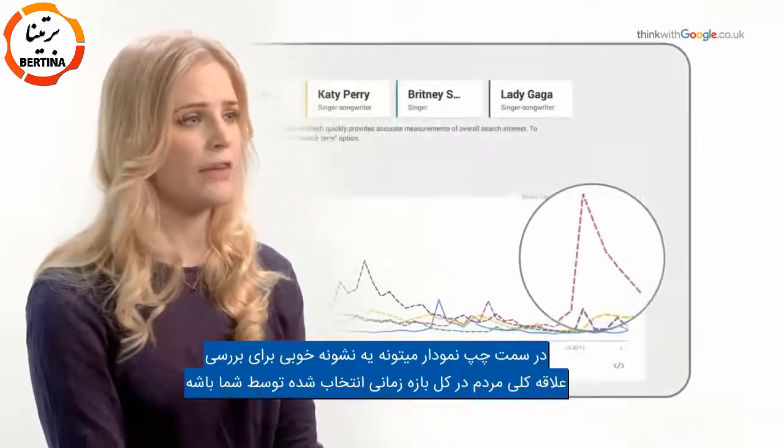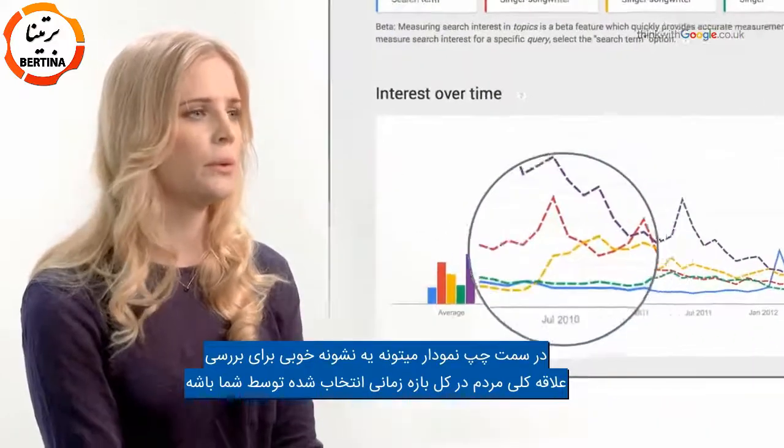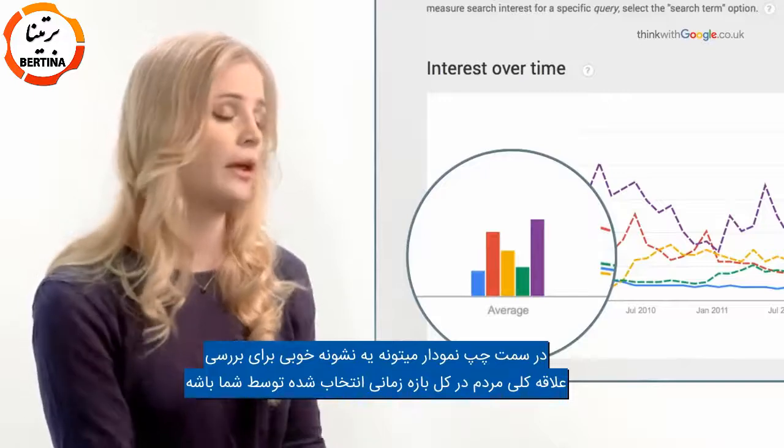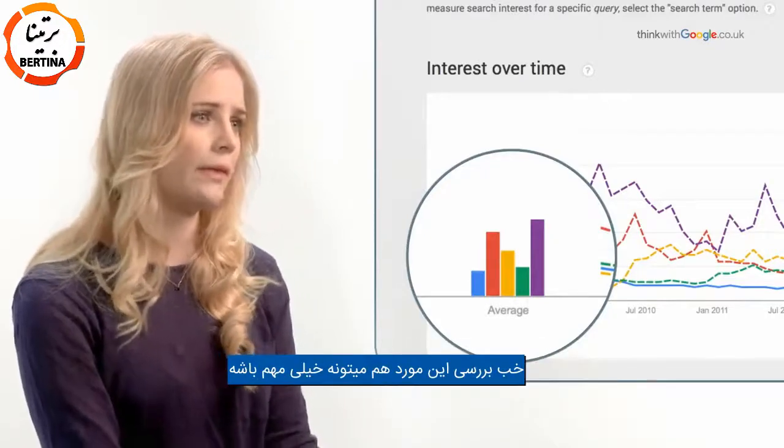On the left-hand side of the graph as well, you get a very good indication of the total interest of these people over the full time period that you're looking at, essentially. So it's important to look at that as well.